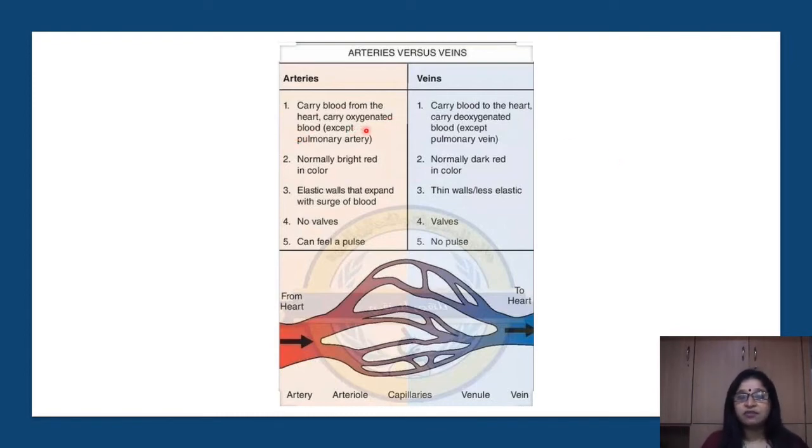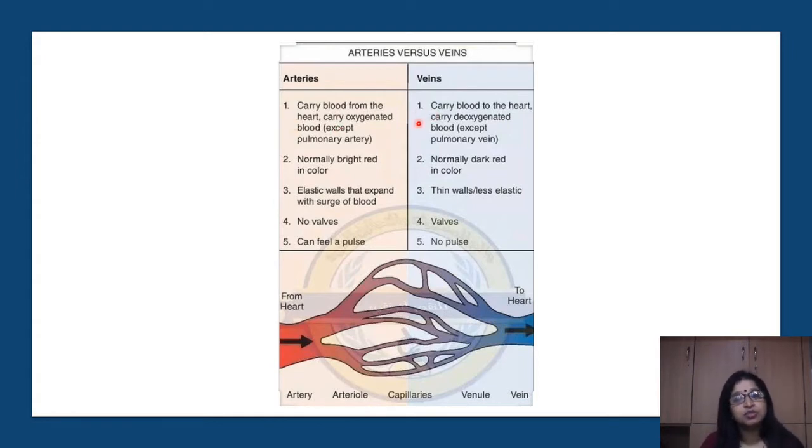The arteries carry blood away from the heart and they carry oxygenated, that is pure, blood. But you have to remember there is an exception to this, and that is the pulmonary artery. When we discussed the heart, I spoke about the pulmonary artery carrying deoxygenated blood from the right ventricle to the lungs for oxygenation. So this is an exception in the arteries. All the rest of the arteries carry pure or oxygenated blood, and they carry blood away from the heart.